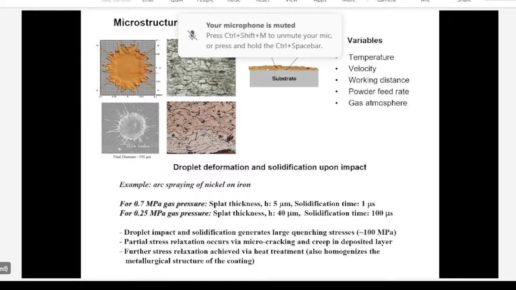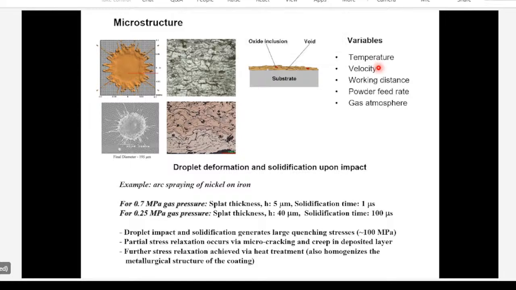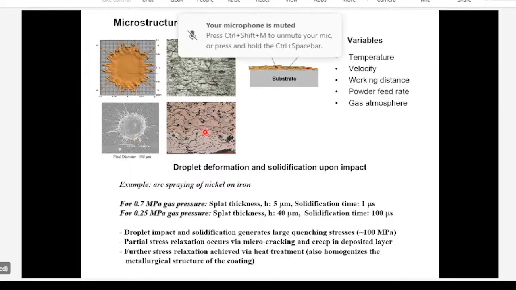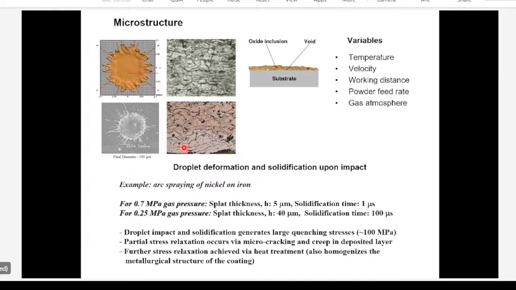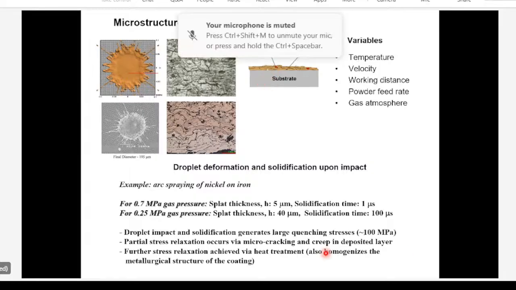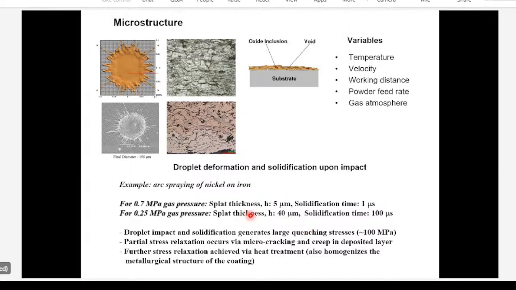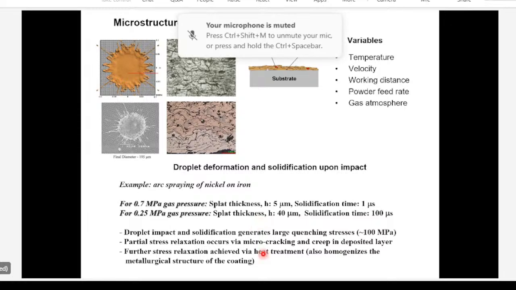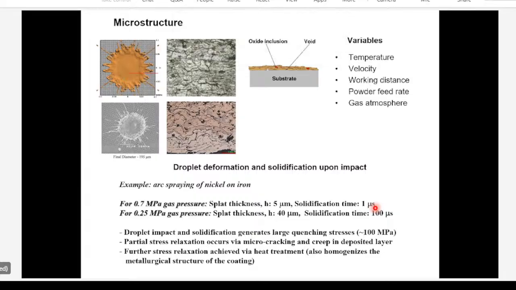What kind of structure does the deposit have? Well, mostly it is a sort of brick wall structure because you're depositing layer by layer. The structure of the coating in cross section is like this layered or brick wall structure. And there could also be some defects in the deposit: voids, oxide inclusions, any unmelted particles of the coatings, all of those things can happen. But typically, each splat is just a few micrometers thick, and the solidification time could be just a few microseconds.